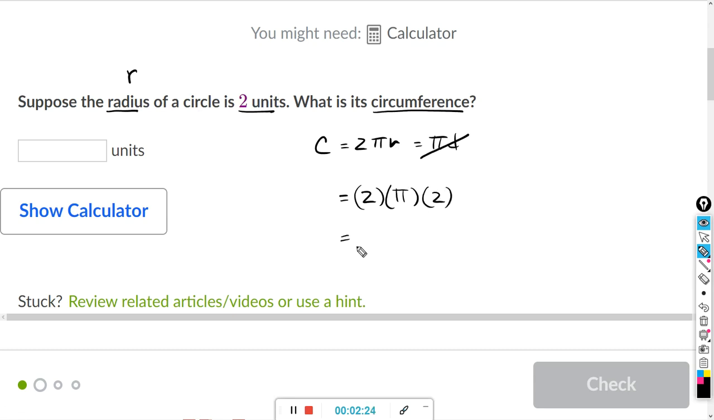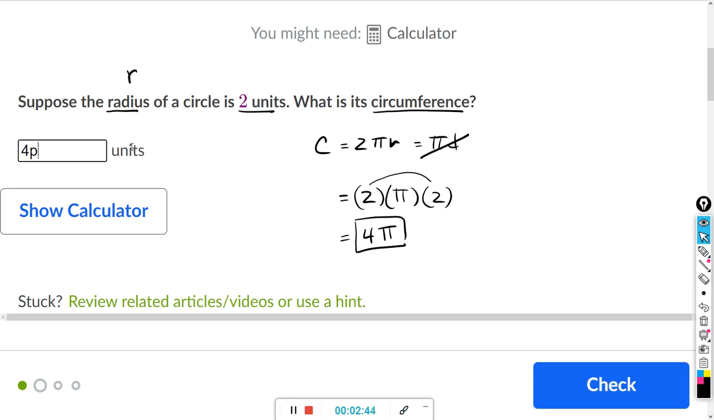And for all of these, we can do it in terms of pi. So just leave pi alone, and we'll do 2 times 2, which is 4. And we still have pi. So that's it, 4 pi, or 4 times pi. In the box, there's no pi symbol, so we'll just write 4 pi.